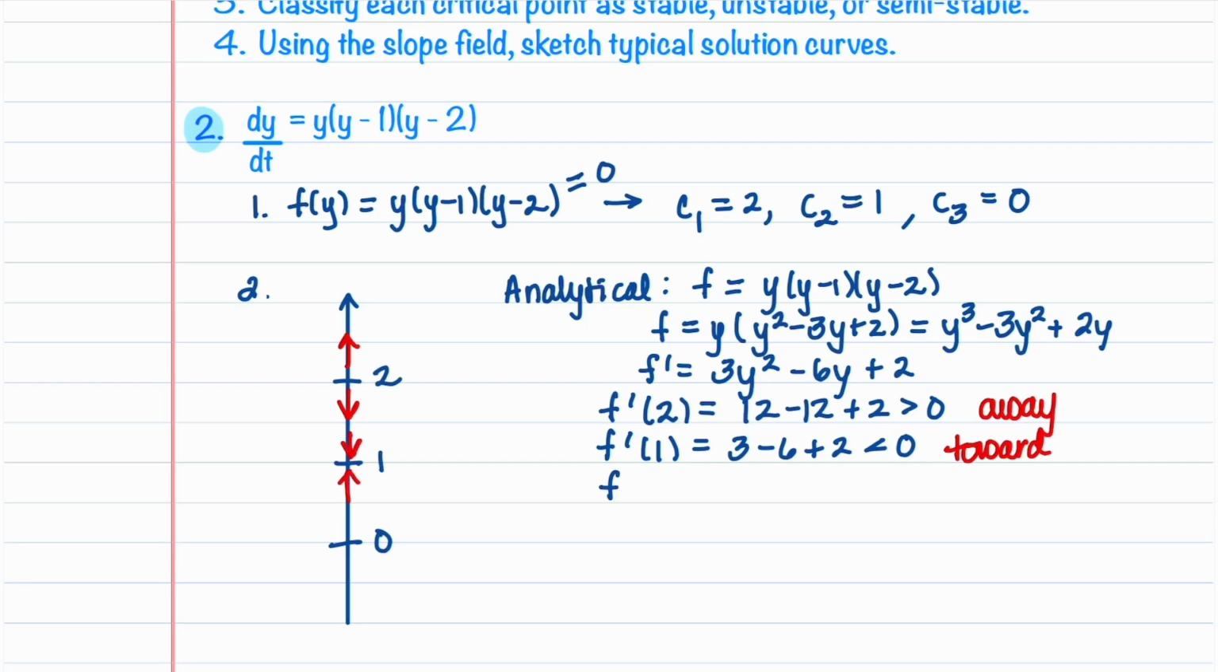And then lastly, let's plug in 0. This is equal to 2, which is greater than 0, so our solutions are going to move away. So we come down here to 0 and we put arrows moving away. Now I just want to show you what happens if you use the graphical method.